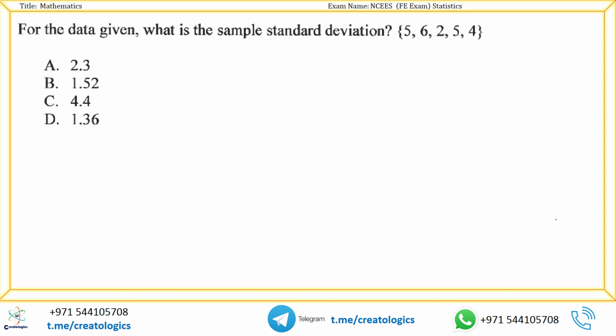For the given data, what is the standard deviation for this sample? Again, check out sample, they clearly mention this thing. Sample standard deviation means first we will calculate the mean in our normal way. So mean will be X bar, that is X bar equal to the sum of all observations upon the total number of observations, means (5 plus 6 plus 2 plus 5 plus 4) divided by the total number of observations, which is 5.